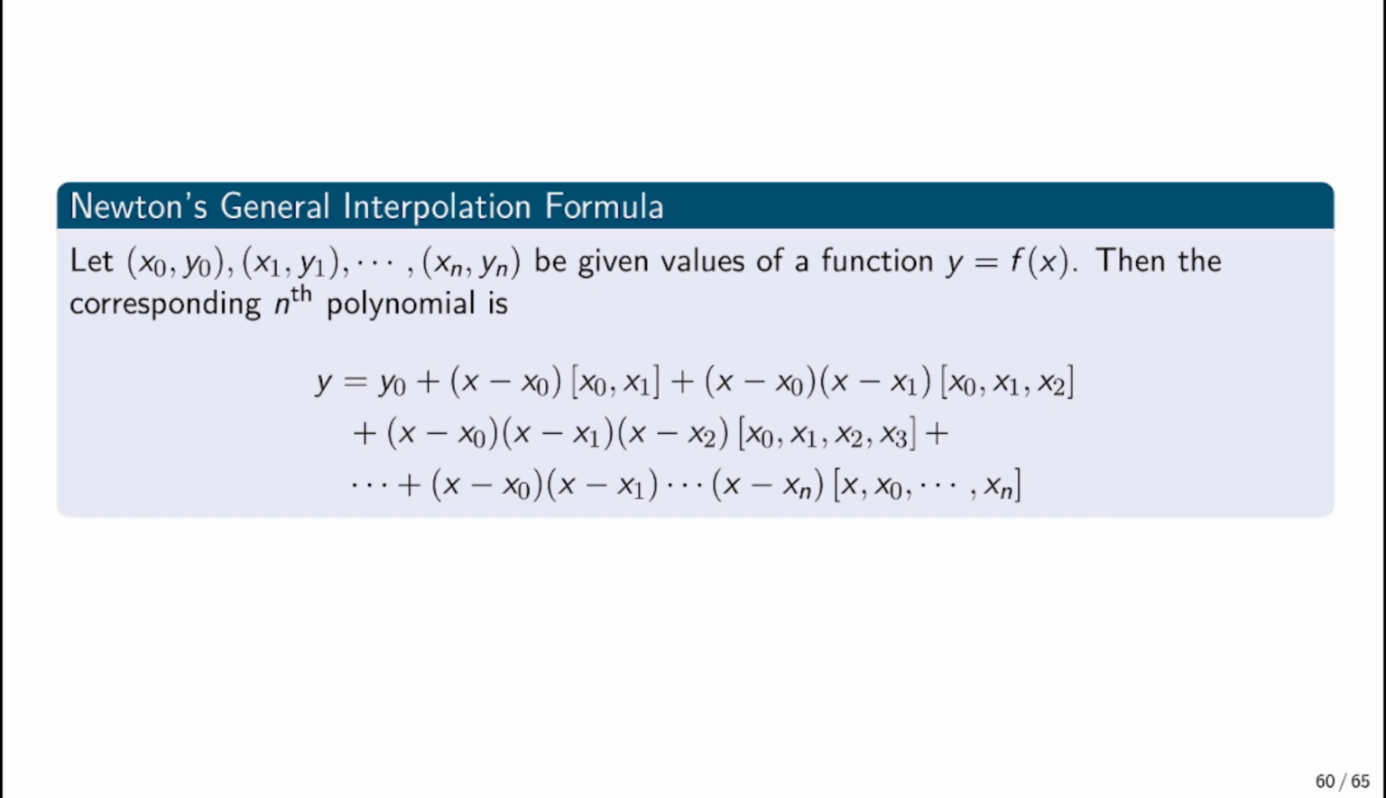Now using this, we can go for the general interpolation formula: y equal to y0 plus x minus x0 times the divided difference of x0 x1, plus x minus x0 times x minus x1 times the divided difference of three terms x0 x1 x2, plus x minus x0 times x minus x1 times x minus x2 times the divided difference of four terms, that is x0 x1 x2 x3, up to x minus x0 up to x minus xn times the divided difference of x0 up to xn.